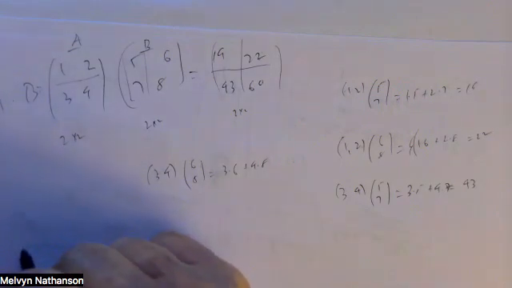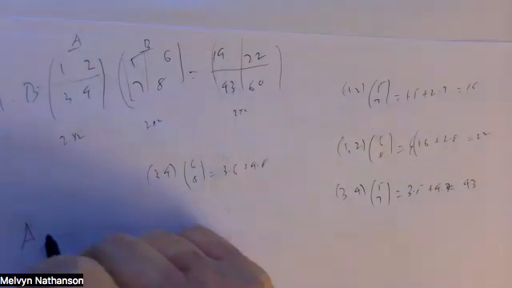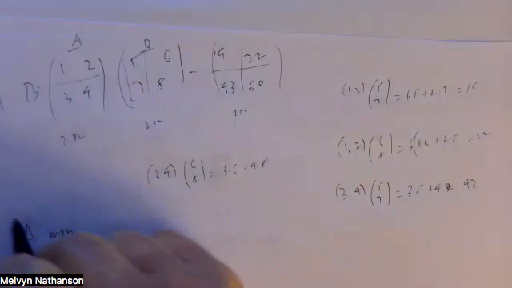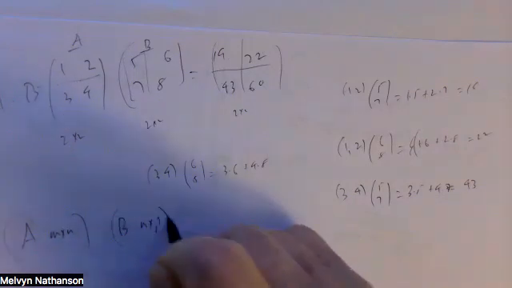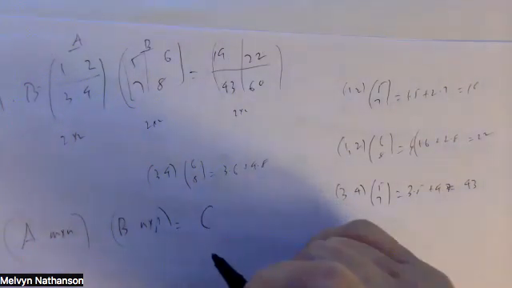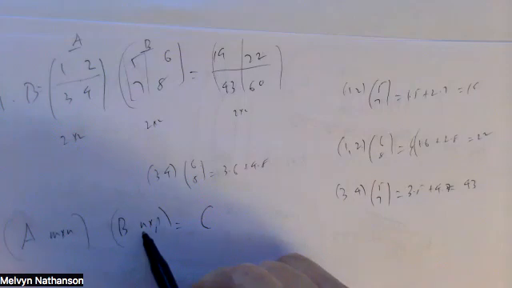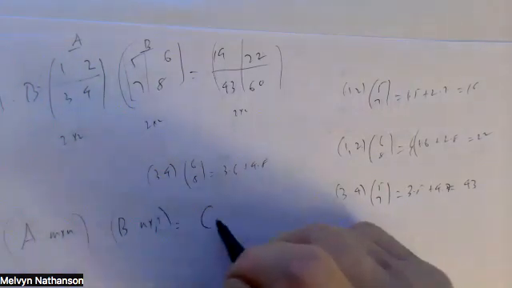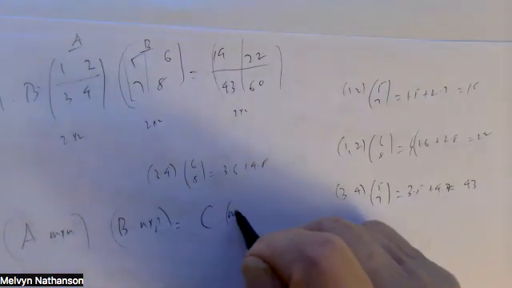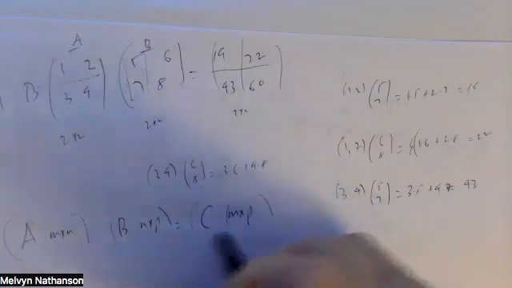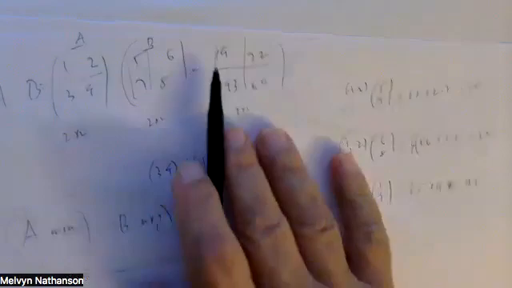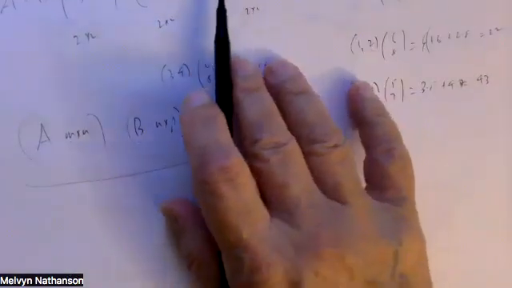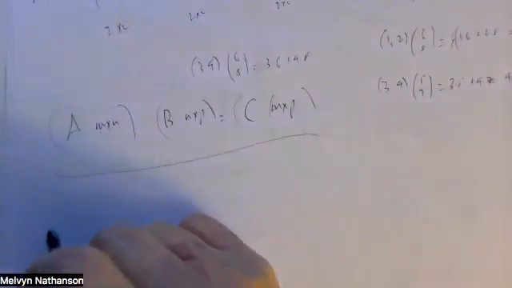In general, if A is an M by N matrix and B is an N by P matrix, the product, let's call it C, will be an M by P matrix, since the N's cancel. So 2 by 2 times 2 by 2 is 2 by 2. Let's look at another example.